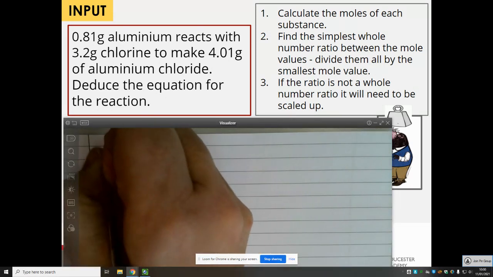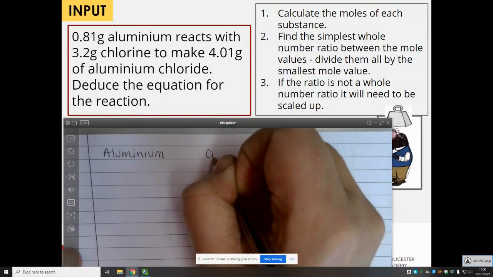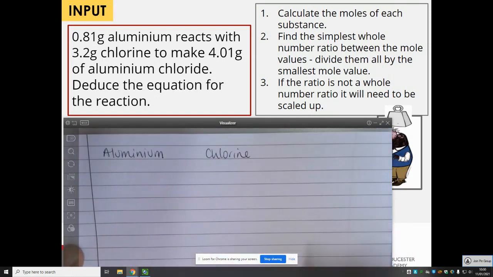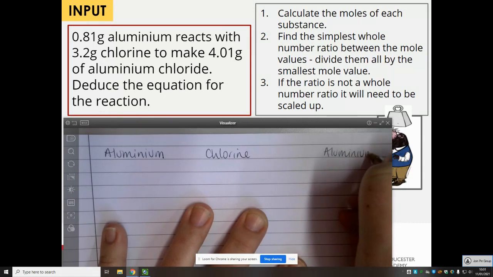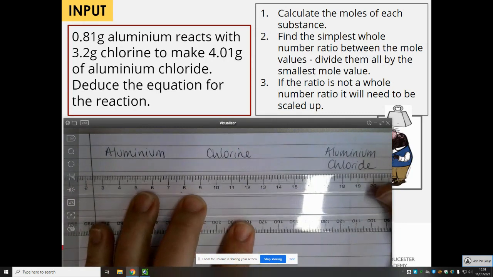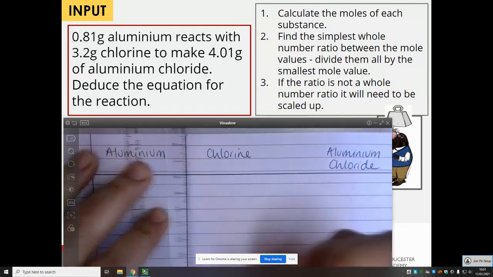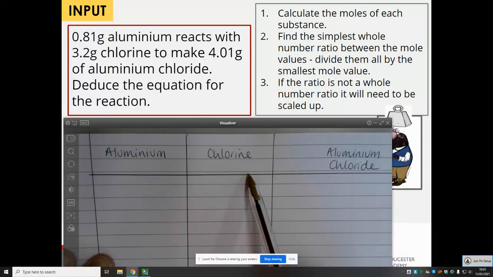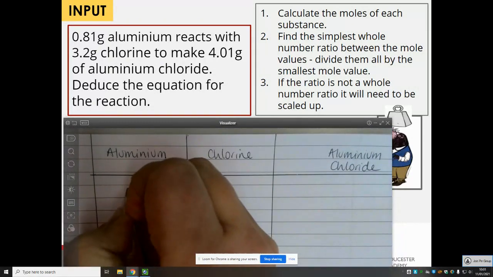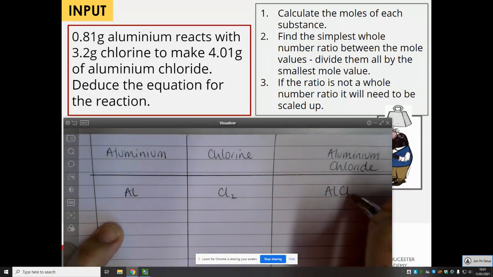Again, we've got to write out the reactants and then write out the products. I'm going to just use my ruler, making a very simple table. So aluminium reacts with chlorine to make aluminium chloride. Aluminium is Al, chlorine is Cl2 because it's diatomic, and aluminium chloride is AlCl3.